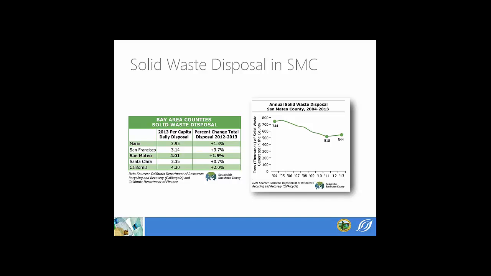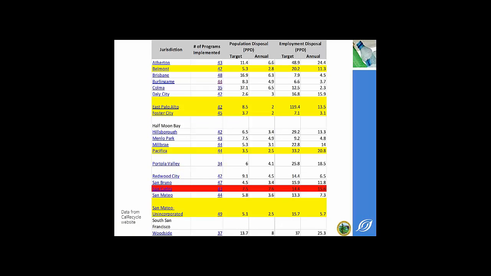San Francisco is in there at the lowest at 3.14 pounds per person per day. And then this is even a little bit more detail. This actually gives the targets for each city within the county. As you'll notice, if you look in the third and fourth column, it has the target and annual disposal in pounds per person per day. And if you notice, the targets are substantially different. Brisbane has 16.9 pounds per person per day. Colma has 37.1 as the target, whereas, for instance, Millbrae has a target of 5.3 pounds.